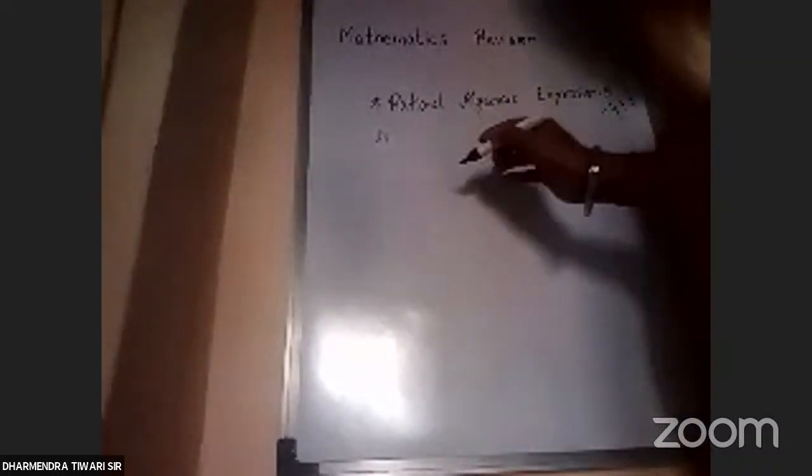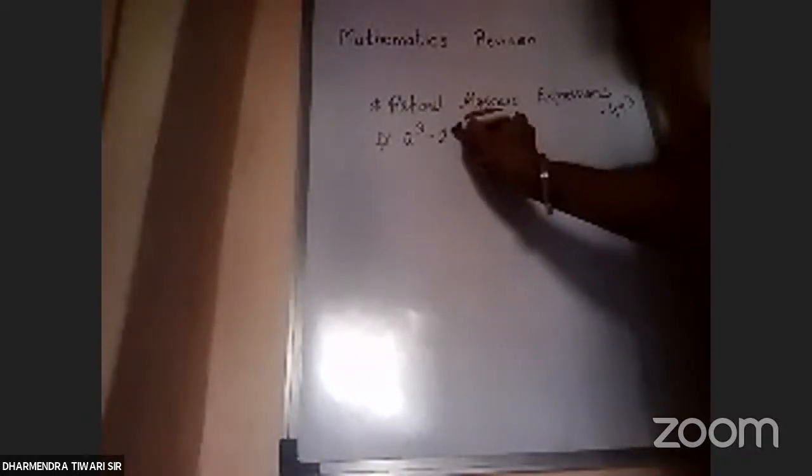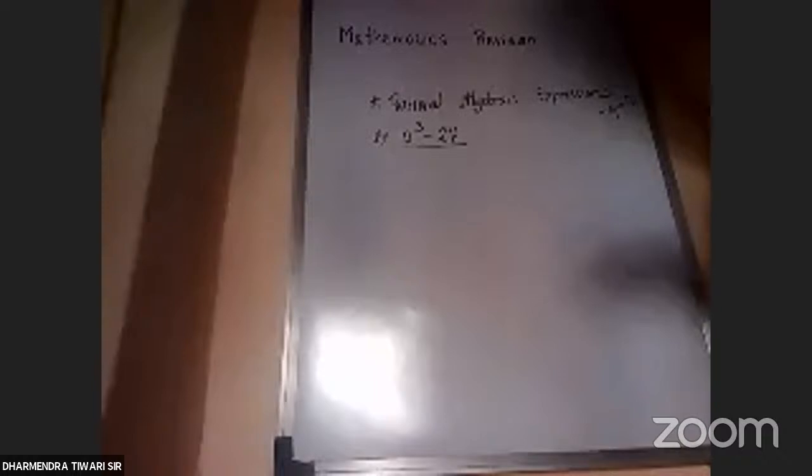So let's take one more example, which will clear all your doubts. It is a cube minus 27. It will be having almost all the formula expansions which we have done till now. And using that, we can clear our ideas.